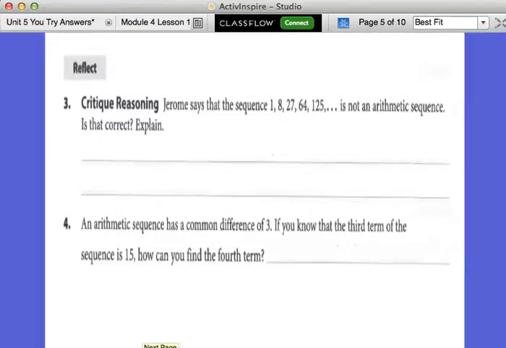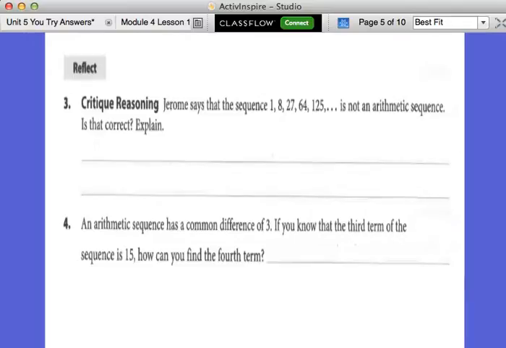All right, Jerome says that the sequence 1, 8, 27, 64, 125 is not an arithmetic sequence. Is he correct? Why or why not? So I want you to take a second to think about this and then come back and check your answer.